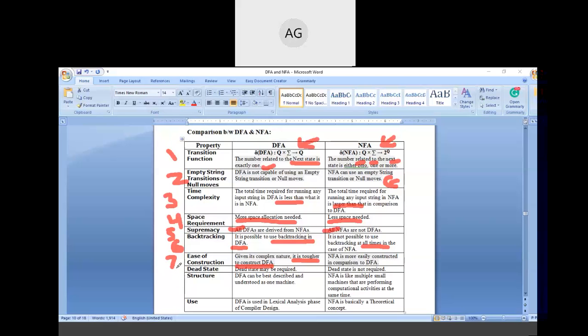The next point is dead state. A dead state may be required in the case of DFA, as we already discussed when we solved the questions related to DFA in our previous class. Whereas NFA does not have a dead state. So the dead state is only in the DFA and not in the NFA. So just remember it.